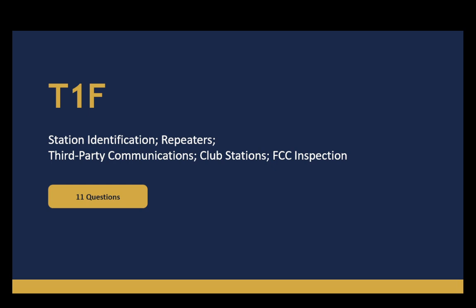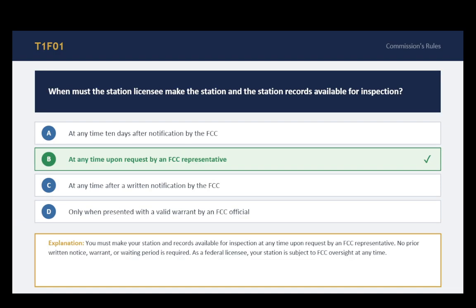T1F Station Identification, repeaters, third-party communications, club stations, and FCC inspection. 11 questions. When must the station licensee make the station and the station records available for inspection? B. Anytime upon request by an FCC representative.